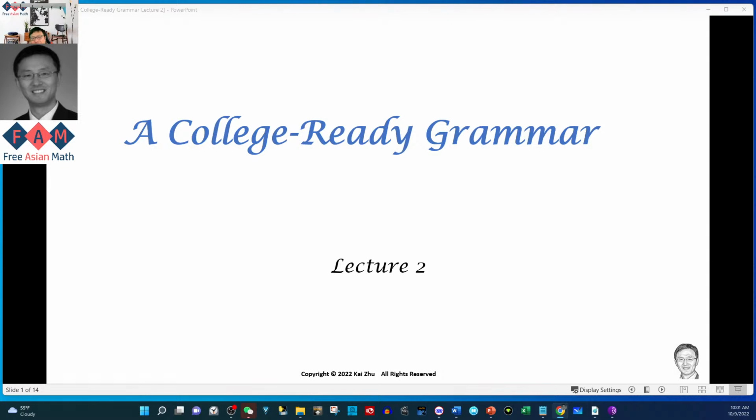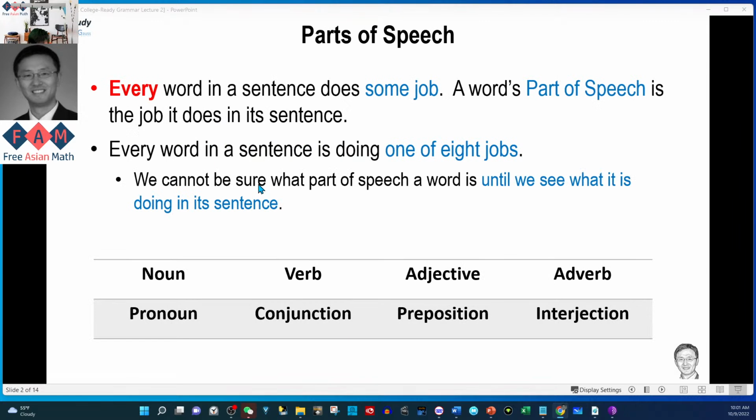So last time we introduced a few very simple concepts. So today we will expand our discussion on those most basic concepts. So first, we quickly review what we did last time. We discussed that for grammar, we want to study sentences and how to build sentences.